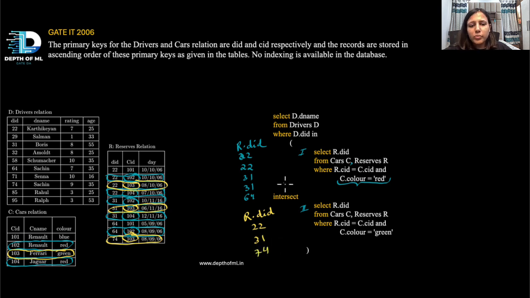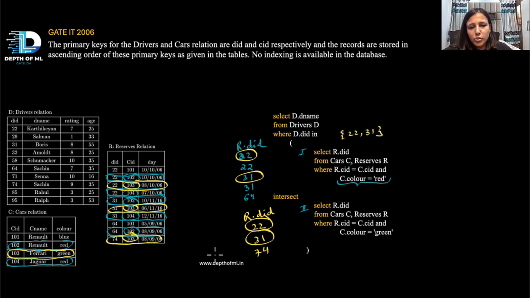Now there is an intersection here, so we have to compute the intersection. The intersection will be those DIDs which are coming in both of them. So which DIDs are coming in both? 22 is there, 22 is there, 31 is there, and 31 is there. So this particular query results in two DIDs, which are 22 and 31.